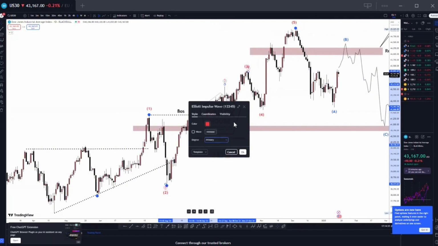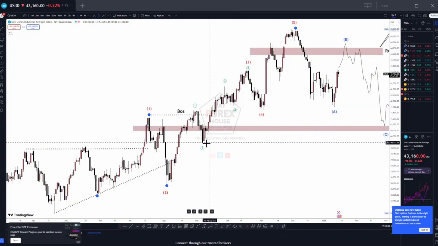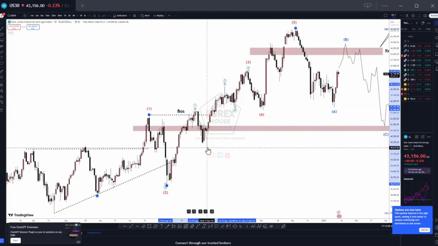Wave 3. Remember what I said earlier? Wave 3 is an impulsive wave. Okay, so it has to be formed with an impulsive wave. And then wave 4 is a corrective wave, so it has to be formed with a corrective structure. Okay, and sometimes the candlesticks are difficult to understand the structure.